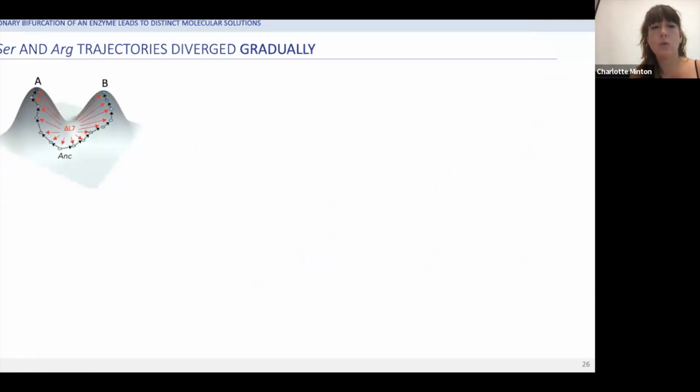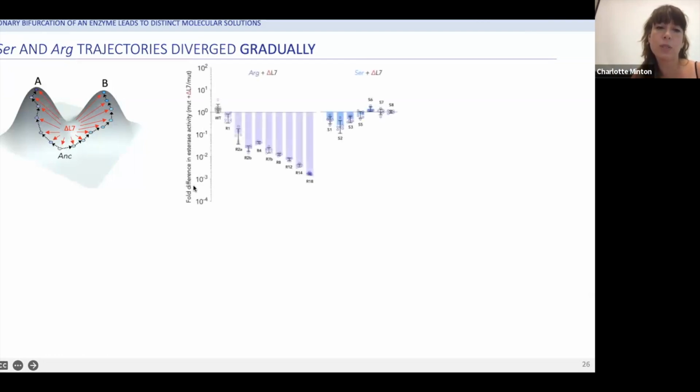So we looked at this loop 7 a bit more in detail. One way to study the effect of loop 7 in each variant and in a gradual fashion is to remove the loop completely from every variant along the arginine trajectory and the serine trajectory. Here we represent the fold difference in function between the original variant and the same variant without loop 7. You can see that removing the loop in the wild type is neutral for the function. But as you remove the loop progressively along the trajectory, this becomes increasingly detrimental. That tells us that loop 7, over the course of the evolution, became gradually stabilized and gradually important for the function. However, in the serine trajectory, you can remove the loop. It's slightly deleterious at the beginning, but becomes completely neutral. And on the other end, this tells us that loop 7 is no longer important for the function.